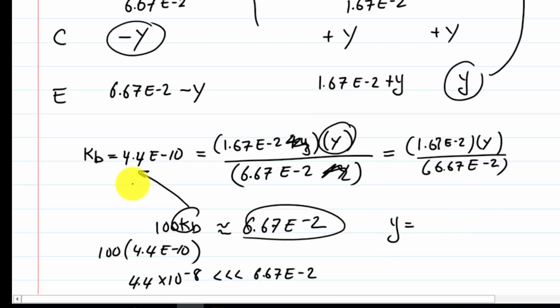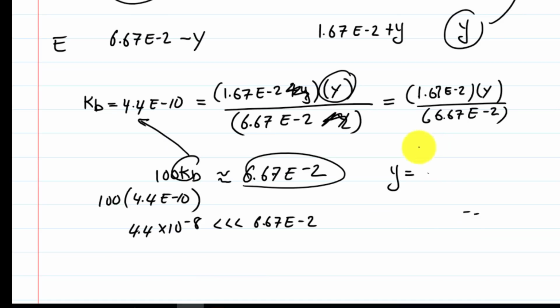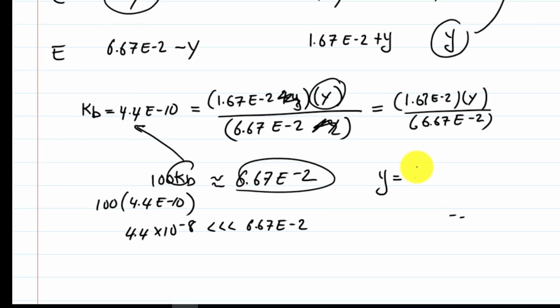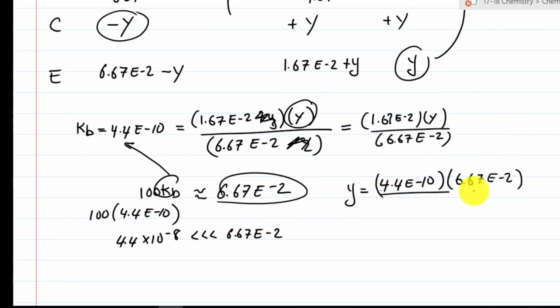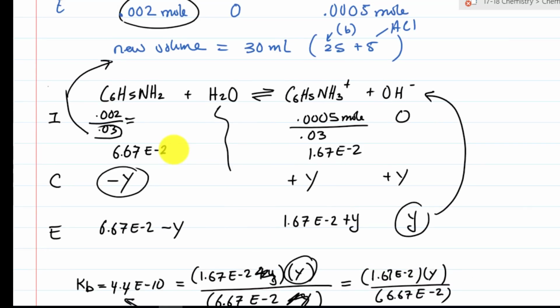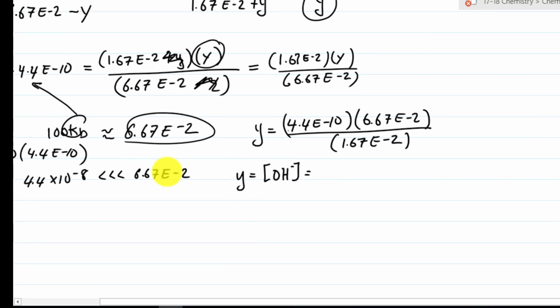And with this information, now we can solve for the y variable, which is, using your basic algebra skill, and I'm going to set this up for you. Of course, we're going to multiply this over here, and we're going to divide by that. And y turned out, which is, y is a concentration of OH minus, it's going to equal 1.76 times 10 to the negative 9. And this is a concentration of OH minus as well.